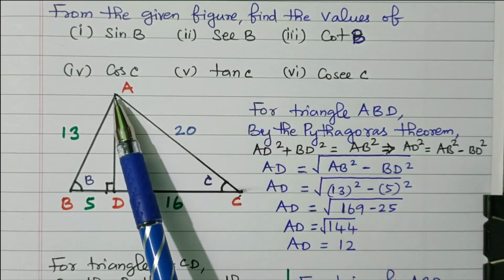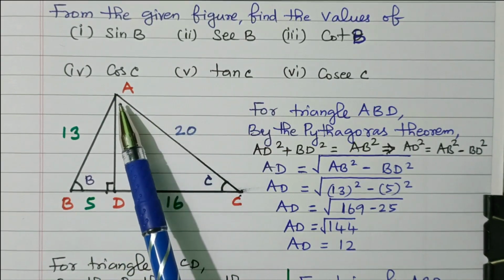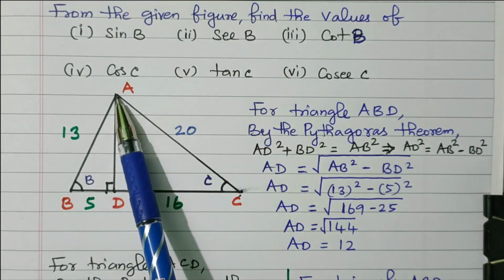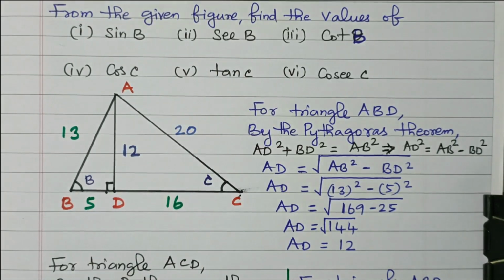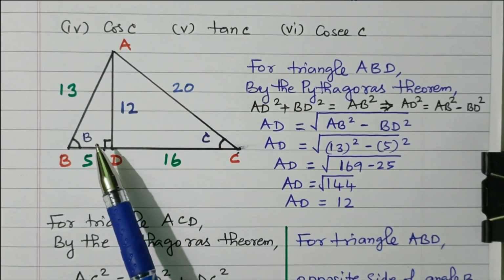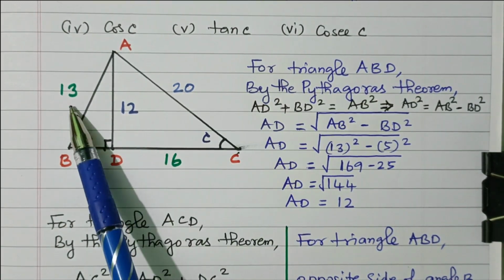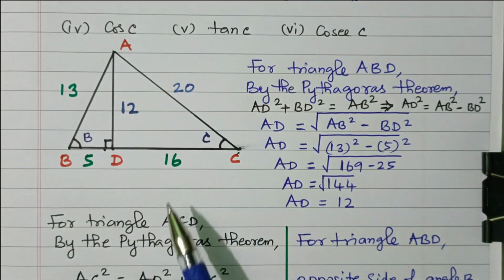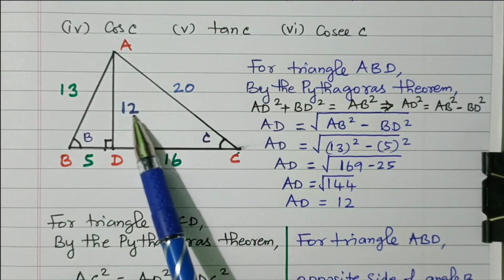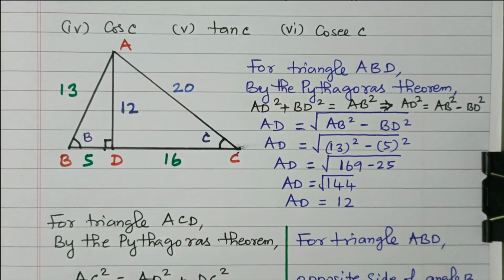So for the first three values we have to refer to triangle ABD. The remaining three we have to refer to triangle ACD. First, referring to triangle ABD, what is the opposite side? Opposite side is 12. Adjacent side is 5. Hypotenuse is 13. While referring to triangle ACD, opposite side is 12. Adjacent side is 16. Hypotenuse is 20. Now we'll see that.